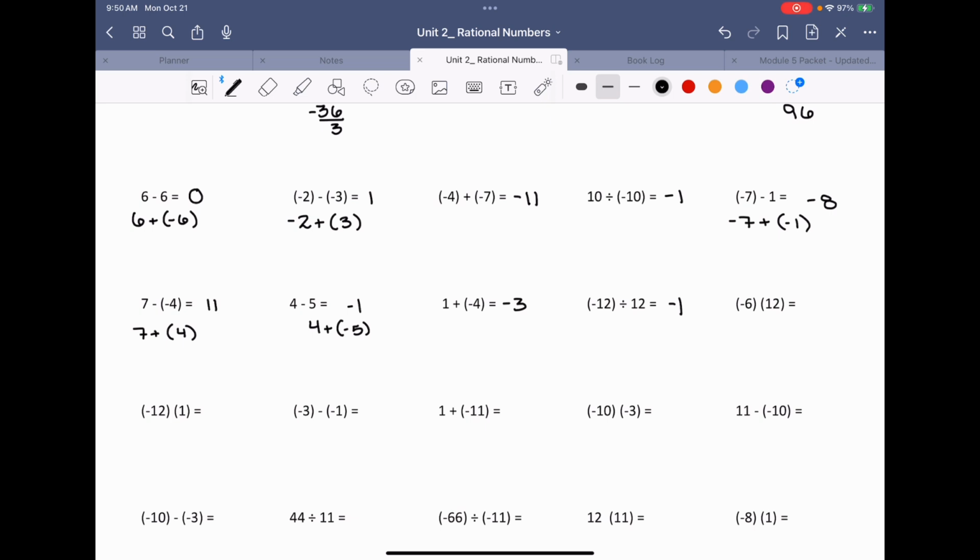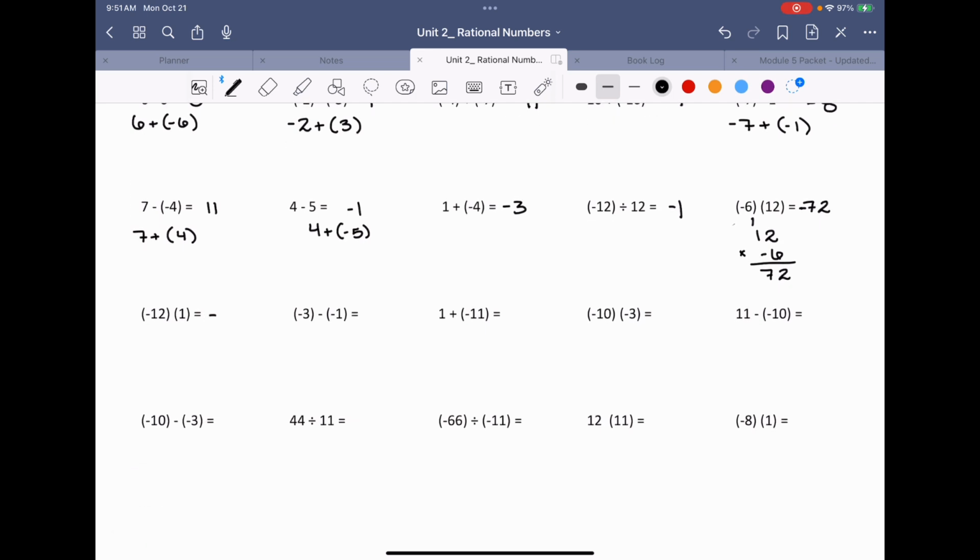Negative 6 times positive 12. If you need to, you can rewrite this. 12 times 6. 6 times 2 is 12. Carry the 1. 6 times 1 is 6, plus 1 is 7. So 72. And this should be a negative 72. It's a negative 6. Negative 12.